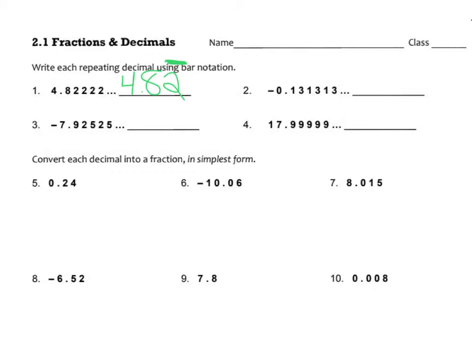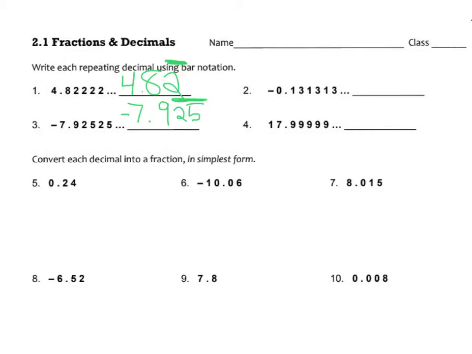Number 3. So negative 7.925. What's repeating? Is the 7 repeating? No. 9? No. Just the 2 and the 5. So make sure your line goes over both of them.